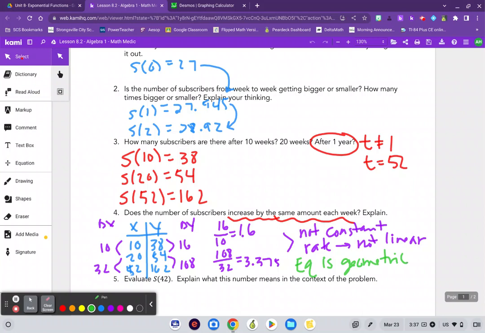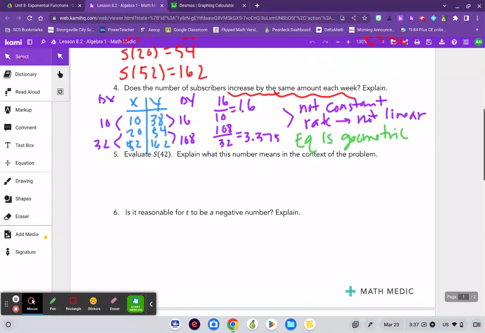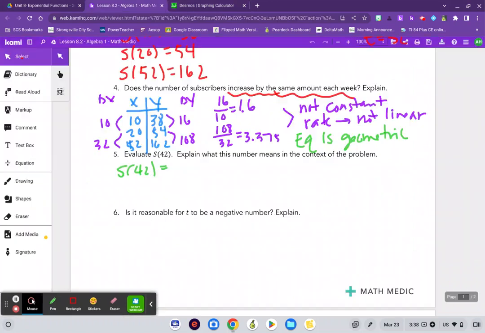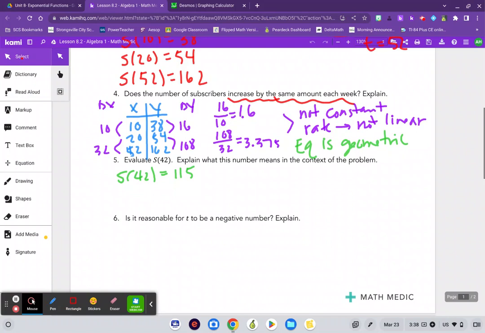Okay, the next one says that we want to evaluate S of 42, and explain what this number means in the context of the problem. Well, you know what? I'm just going to go over to Desmos, and I'm going to type in 42. We get about 115. We'll round that, so about 115. Okay, 115. All right, so let's go back up and think about this. This is my input. This is my output. Let's come back up and read this description.